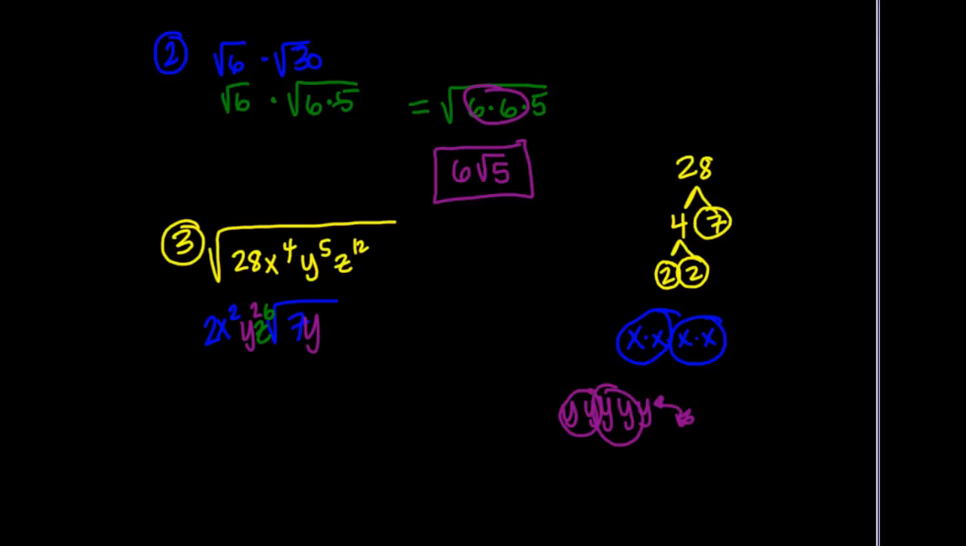By the way, when we say that, there are different ways to say it. 2x squared, y squared, z squared times the square root of 7y is one way to say it. You can say multiplied also, just a little bit longer. All right, what happens if we have a square root in the denominator?